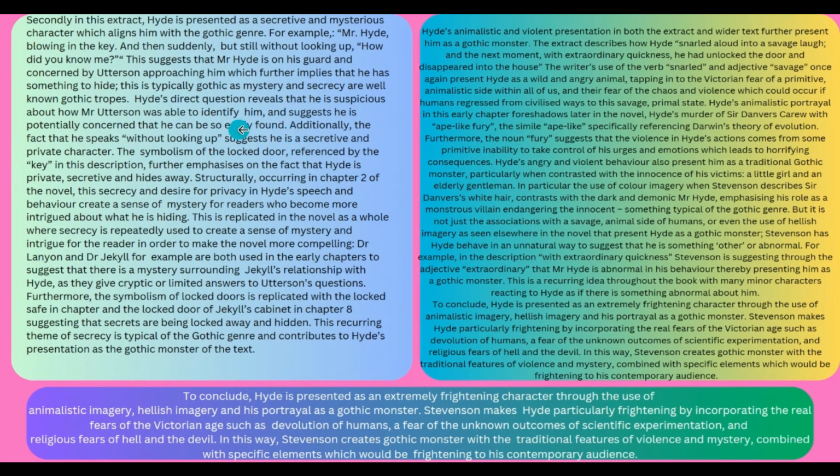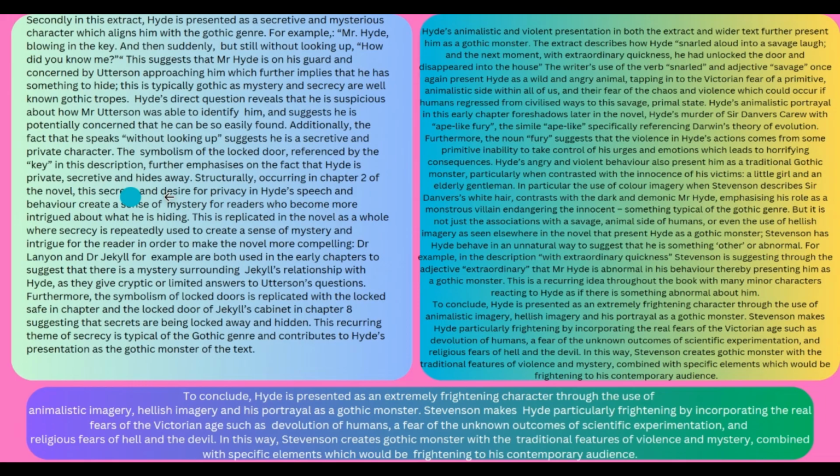So I would say that this is a bit of retelling the story. That's why it's a bit wordy. So you don't feel like you have to do this. Try and focus on literally analysing everything instead of retelling. Additionally, the fact that he speaks without looking up suggests he is a secretive and private character. The symbolism of the locked door, referenced by the key in this description, furthermore emphasizes the fact that Hyde is private, secretive, and hides away. That's really good, because the student has realized there is a locked door without even mentioning it in the quote. That's a second level quote analysis, which is epic.